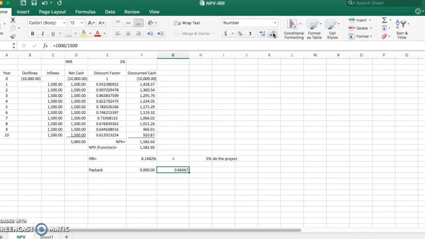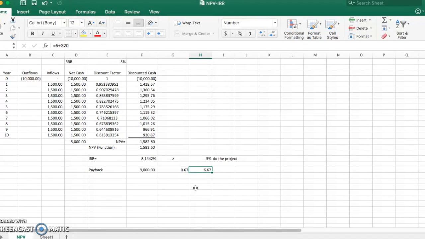So essentially, you just combine those. You know it took you 6 years to make 9,000. So it equals the 6 plus your partial year. So your payback period is 6.67.